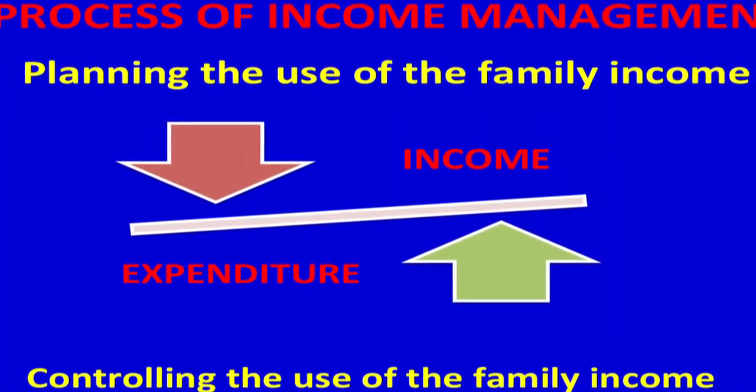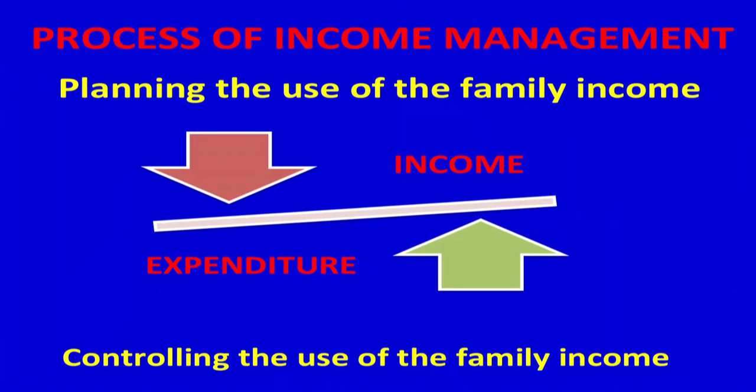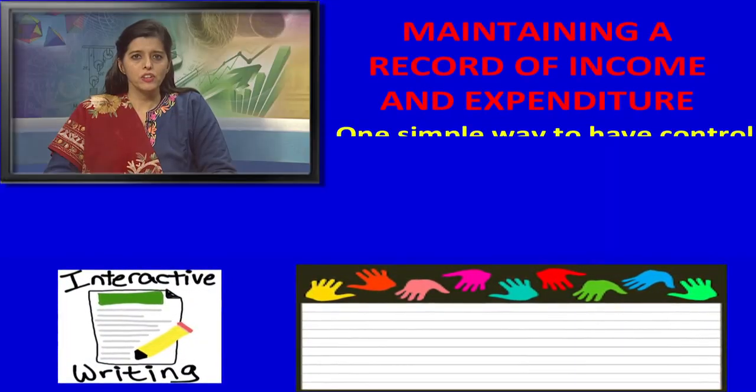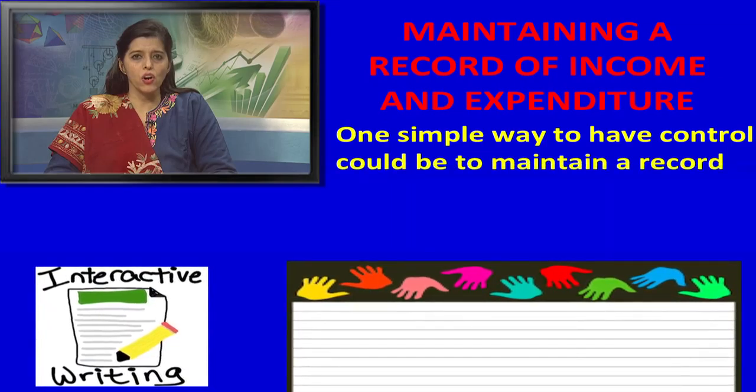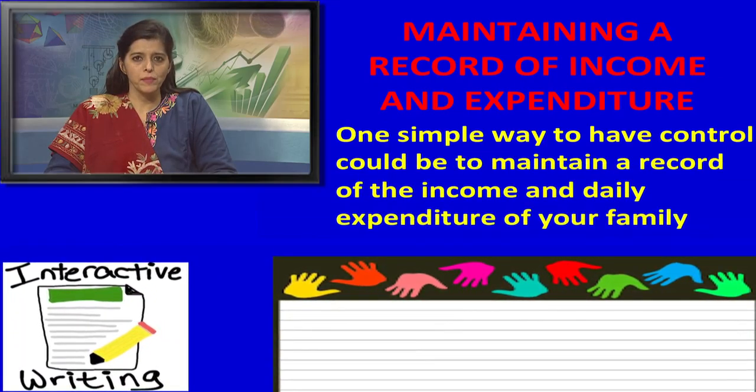Process of income management. Planning the use of family income is the one step, and controlling the use of family income. Maintaining a record of income and expenditure. One simple way to have control could be to maintain a record of the income and daily expenditure of your family. Now, income and expenditure can be recorded as explained in this table.